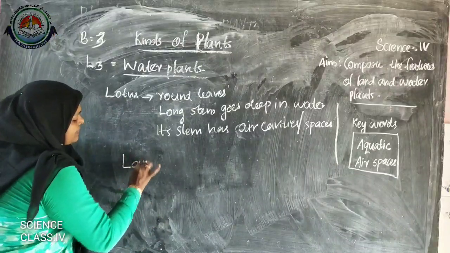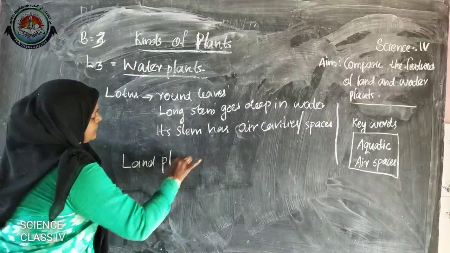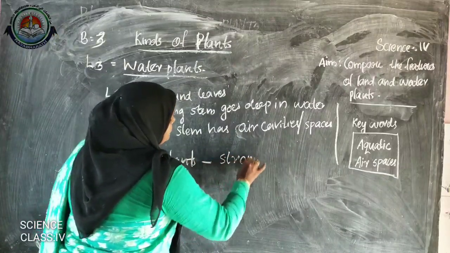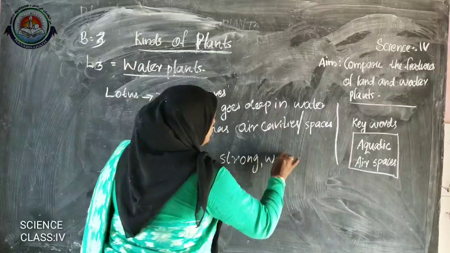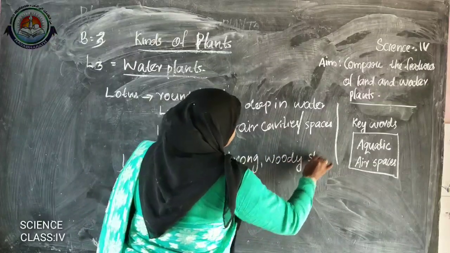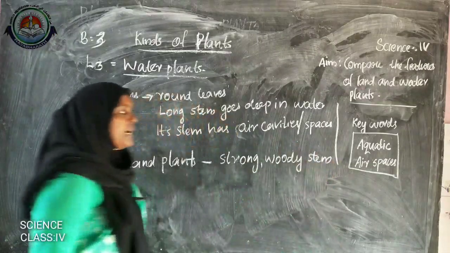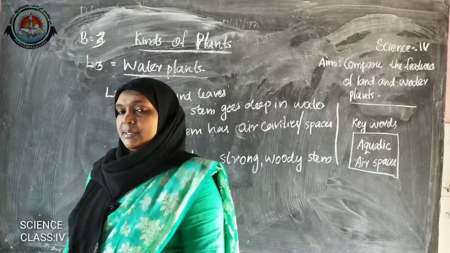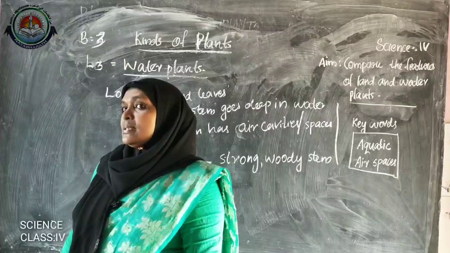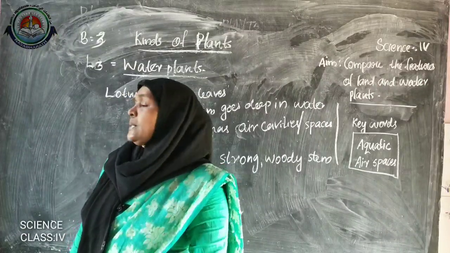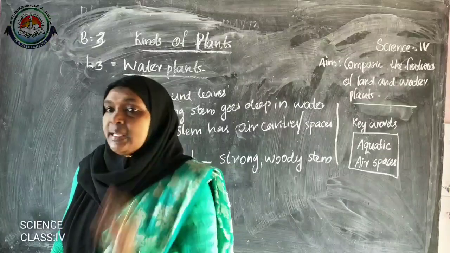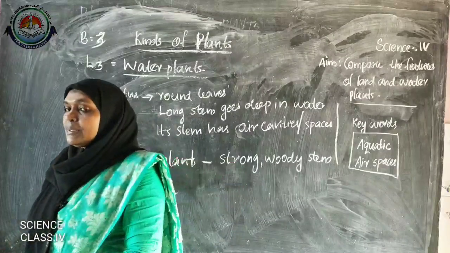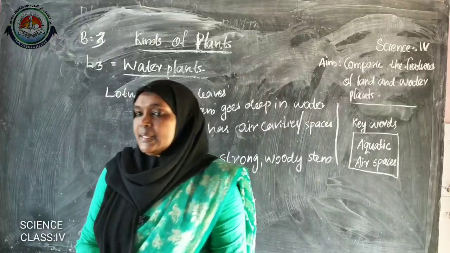Land plants have strong, woody stem. This is the difference of water plants and land plants. What are the similarities? Both have stem, both have leaves, roots, and some flowers. Some water plants have flowers. Clear? Okay.